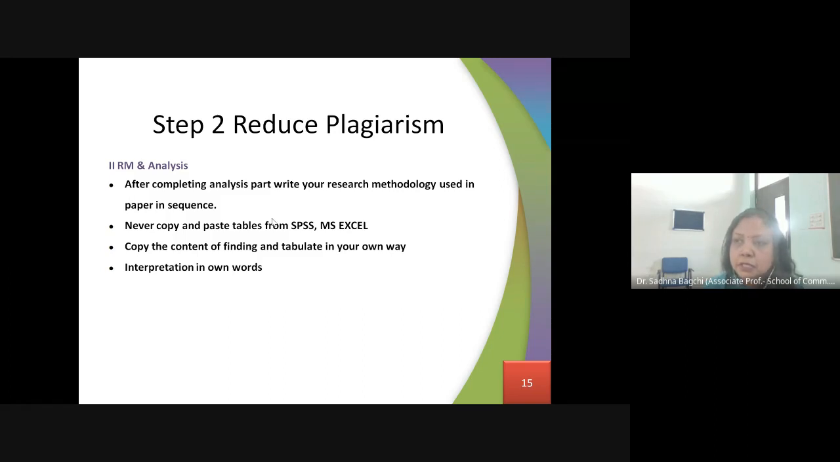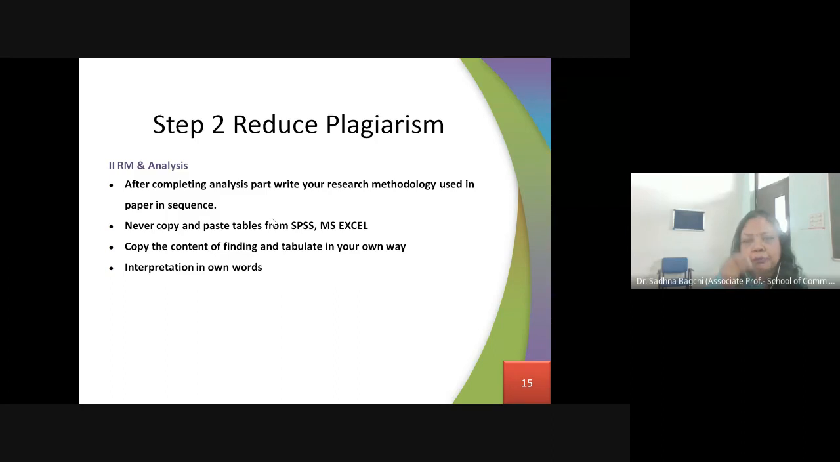Use it in the paper in sequence, the sequence of your methodology. Then never copy and paste from SPSS or MS Excel. If you are analyzing your data with the help of SPSS or MS Excel, don't copy and paste the table. What can you do? You take the results from SPSS, paste them into MS Excel, and reframe the table in some other manner, and then that table you can report in a paper.